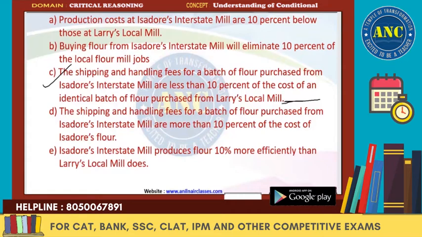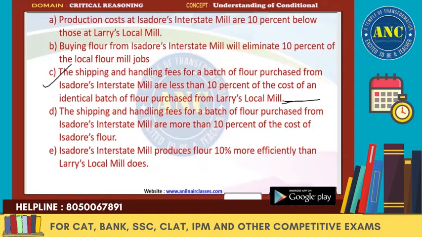Option D, the shipping and handling fees for a batch of flour purchased from Isadore's interstate mill are more than 10% of the cost of Isadore's flour. Now, if shipping and handling fees were more than 10%, purchasing from the out-of-state supply would be more expensive but not be less. Hence, D will also not work out.